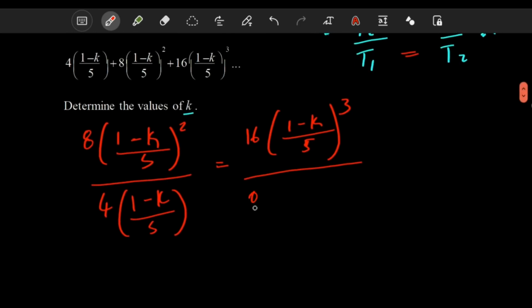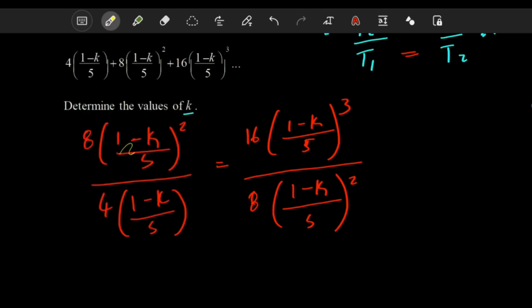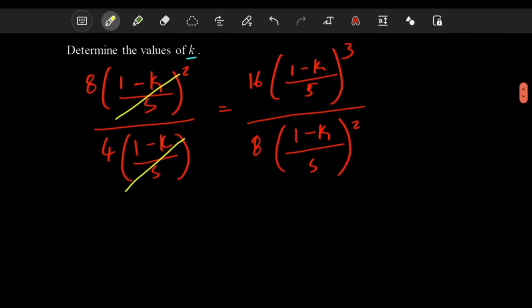So let's say here 8 times 1 minus k, the whole thing over 5, the whole thing to the power of 2. The big issue is that here you just want to simplify. One of these cancels one of these at the top. And then 8 divided by 4, that's a 2. So here you're going to get 2 with 1 minus k over 5, like that.